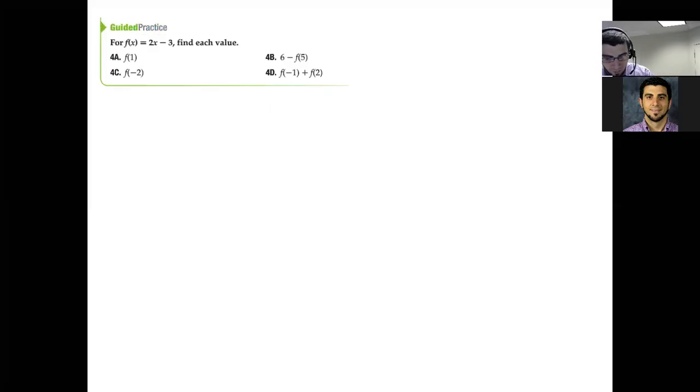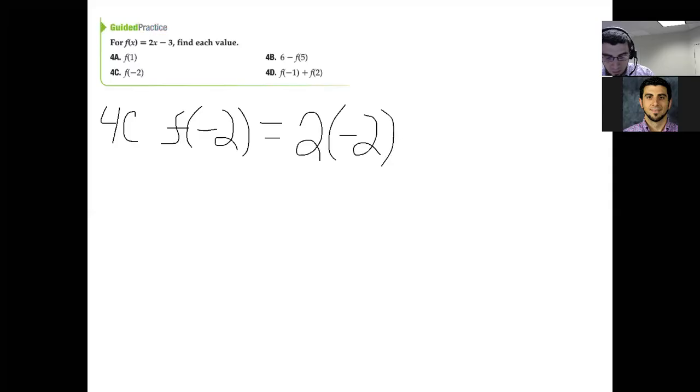All right, how about C, f of negative 2? F of negative 2 just means plug negative 2 into the equation. So 2 times negative 2 minus 3. That's going to be negative 4 minus 3, which is negative 7. Okay?